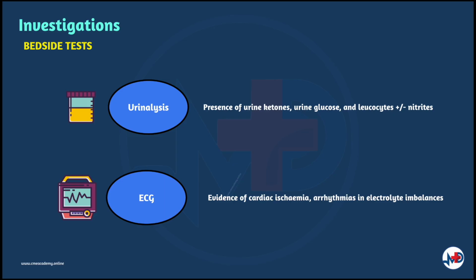Let's take a look at the investigations that can be done. It's important that there are some bedside tests that can be carried out to help determine the underlying cause. Firstly, you want to do a urine analysis to look for the presence of any urine ketones, glucose, leukocytes and nitrites. Next, you can also do an electrocardiogram or ECG to look at any evidence of cardiac ischemia and arrhythmia due to electrolyte imbalances. And a blood gas analysis may also be useful to measure the patient's blood pH.